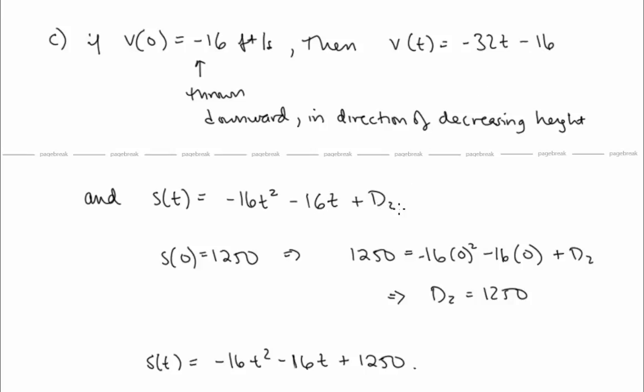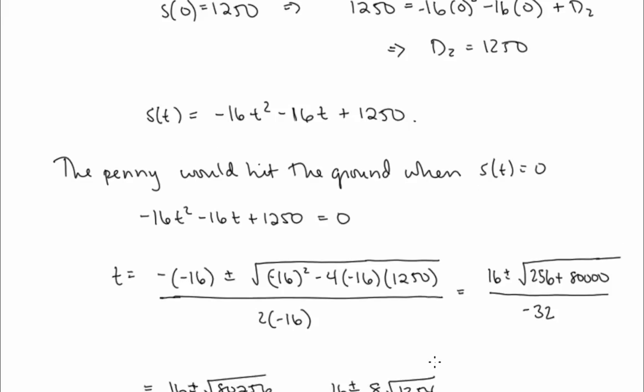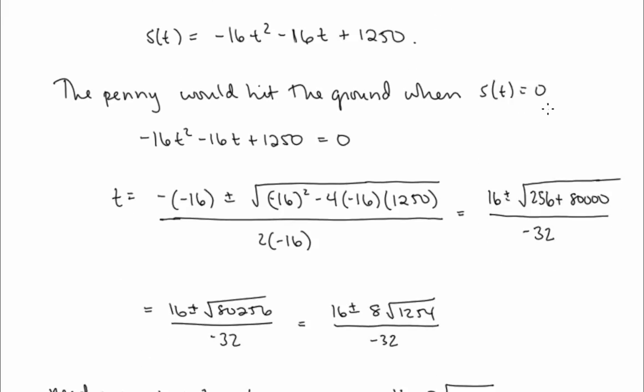So I'm going to call this d2. And again, we know that s of 0 equals 1,250, so we set that equal to s of 0. And so this constant is equal to 1250. And so now our function for height looks like this. And at what time does the penny reach the ground? Again, that happens when this height is equal to 0. So let's set that equal to 0 and solve for t.